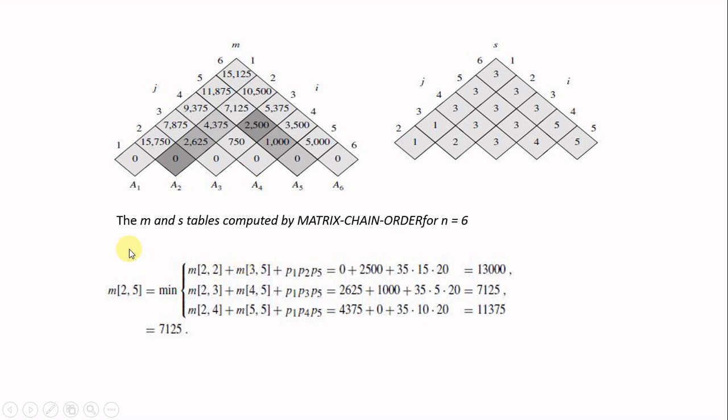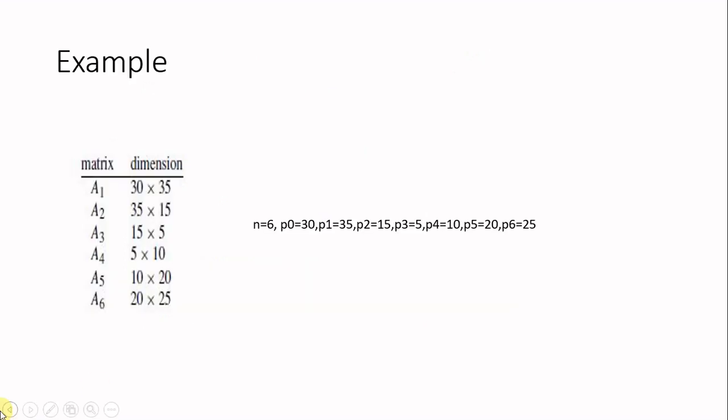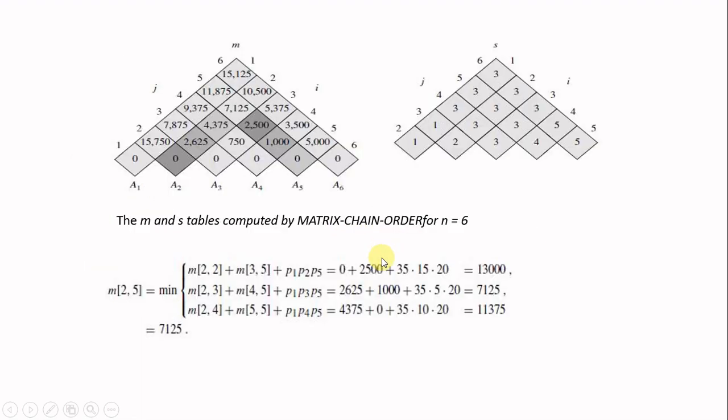and the second value is p i minus 1, that is i is 1, so p 0, then p k, k is 1, so p 1, into p j, that is p 2. So p 0, p 1, p 2. So p 0 is 30, 35 into 15, and that value is 15,750. Like that you can calculate.